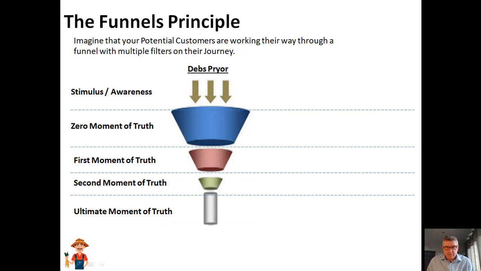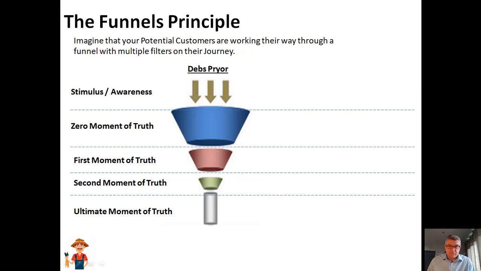In this particular diagram, those conversion lines are shown in the blue dotted lines going horizontally across the page. A conversion line is when a potential customer has become aware of us, for example, and then starts doing some research on us. So they've come out of the stimulus and awareness phase, and they're now in that zero moment of truth phase. So consider that line of conversion as a filter.